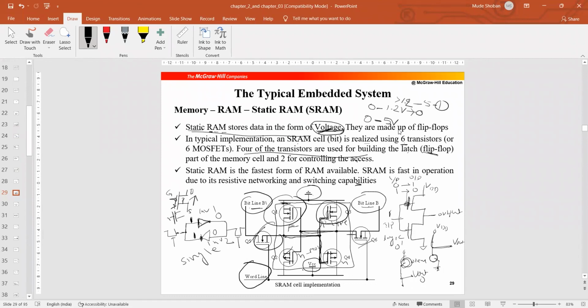One line is the B line, the other is the B bar line. So if the B line is for reading, the B bar line would be for writing, right? And the word line will detect whether it is in or out. In or out means what? If you are writing, the data will be placed in the memory chip itself. Reading means the word line will read and pass the data to the outside device.